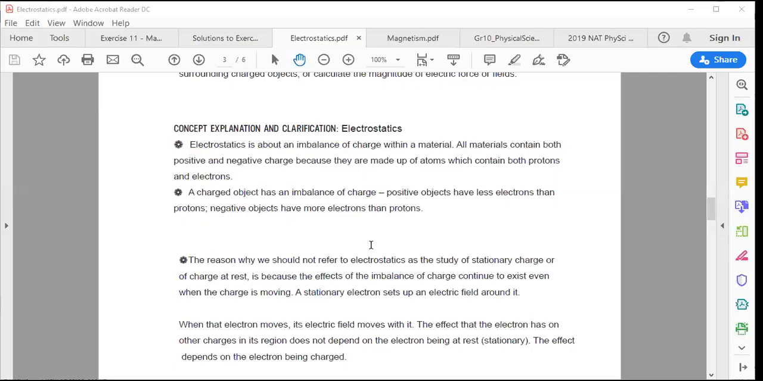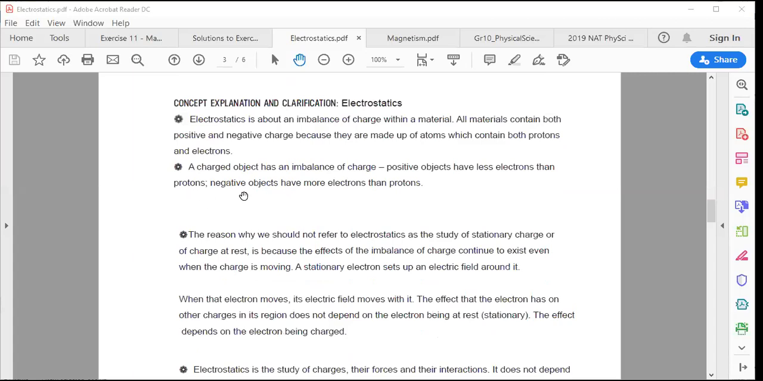So this is just to explain that. Then we have the next one. So the charged object has an imbalance of charge. Positive objects have fewer electrons than protons.